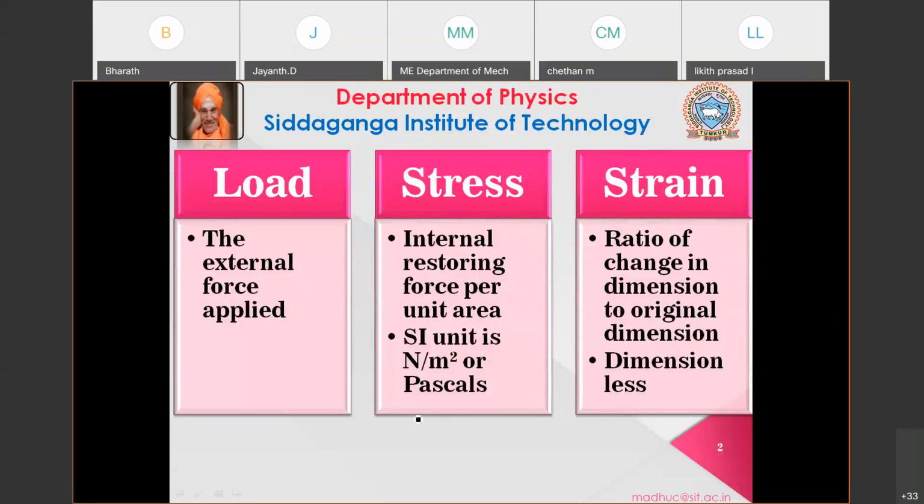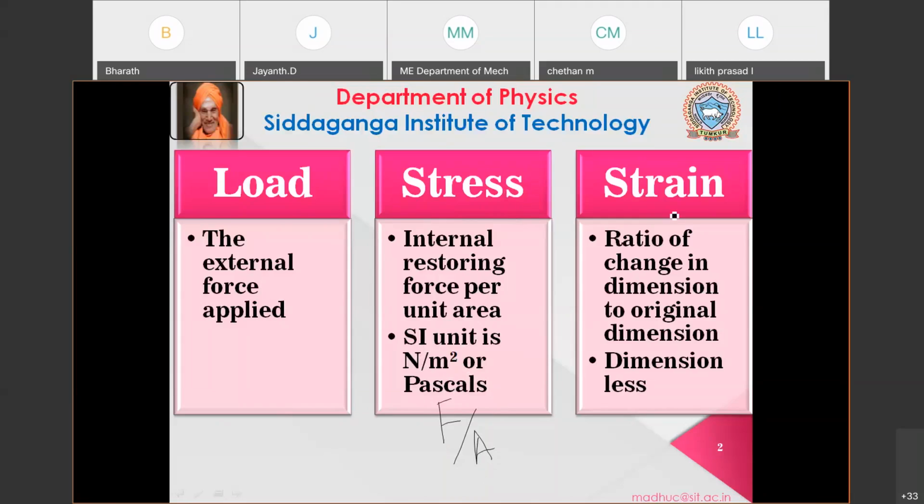Okay, so this we will write as F by A. F by A is your restoring force. F is the external applied force, and A is the area of cross section. Normally your SI unit will be Newton per meter square, or Pascal. So this is your stress.